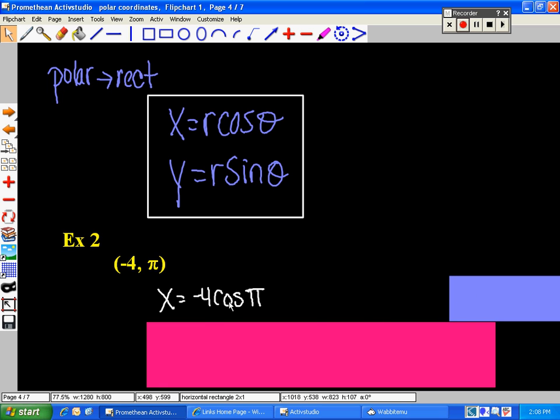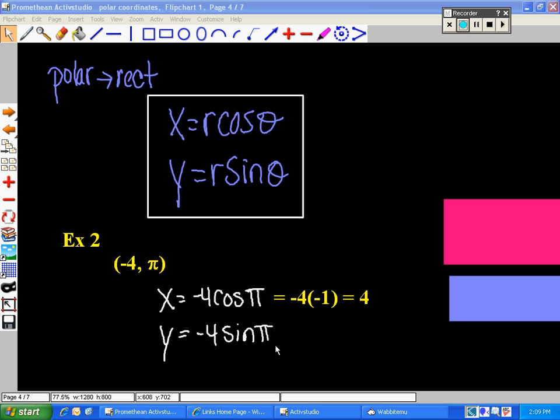So we get negative 4 cosine pi. Now remember your unit circle. What's the cosine of pi? The cosine of pi is negative 1, so we get negative 4 times negative 1, which gives me an x value of 4.